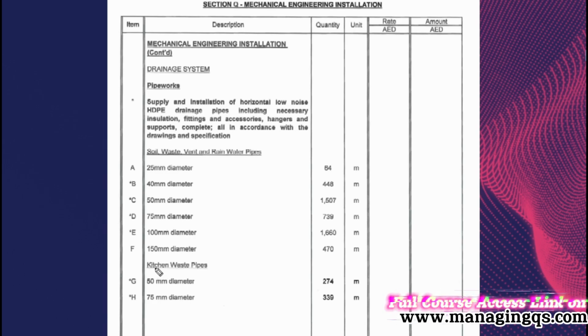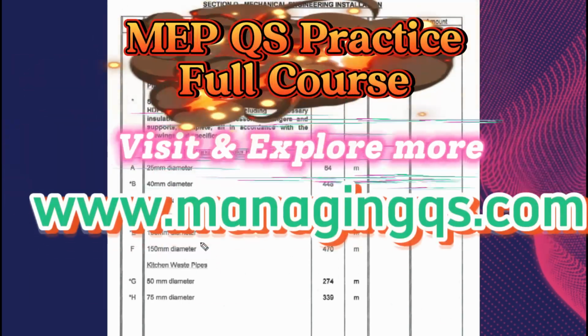So in your project also, you have to be aware of this pipe measurement. During your quantity check, you have to especially focus on where the kitchen waste pipe is. If you find this kitchen waste pipe, you have to calculate this pipe separately.